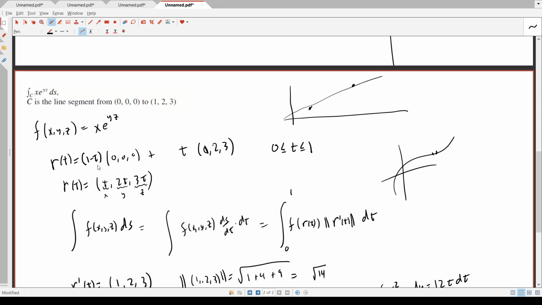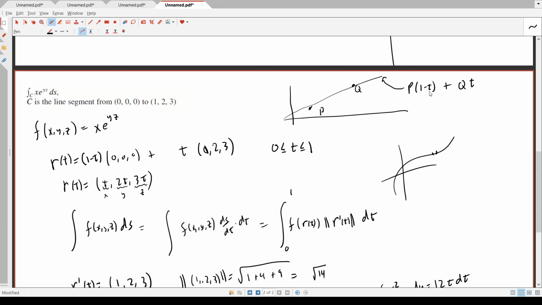So I do 1 minus t times the first point, right? So this is p, some point, and this is some other point q. Then I can write this line as p times 1 minus t plus q times t. And that's going to describe this line.